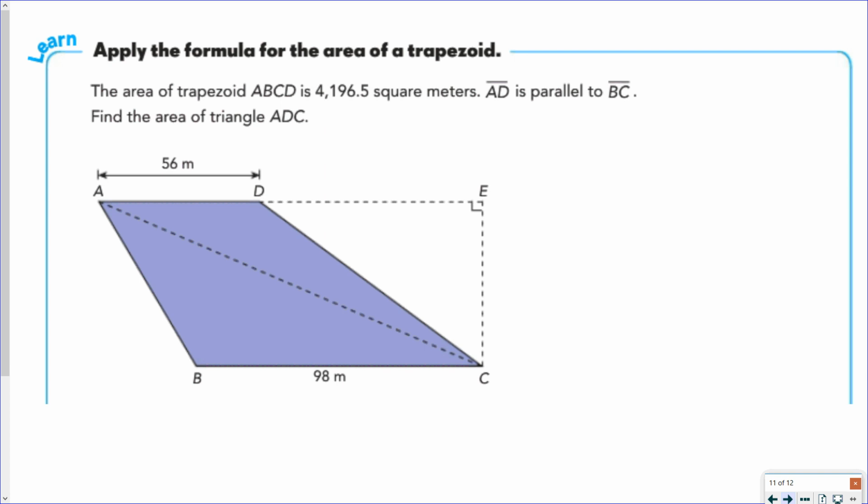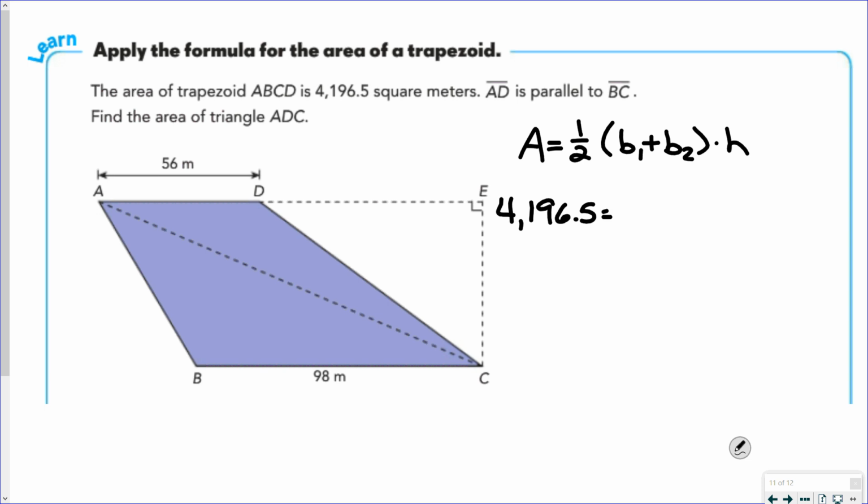And then finally today, you'll use that formula to try to find a missing dimension. So again, we're going back to that formula. Area equals 1/2 base sub 1 plus base sub 2 times height. So what we're given is that the area of the trapezoid is 4,196.5 square meters.